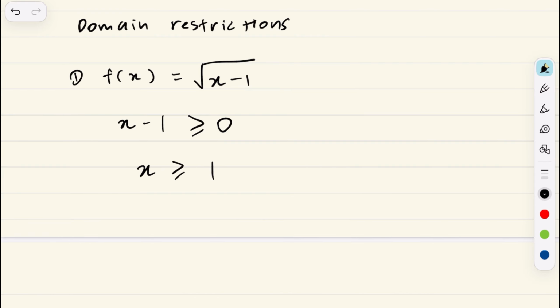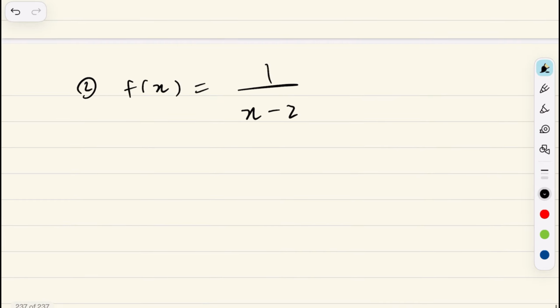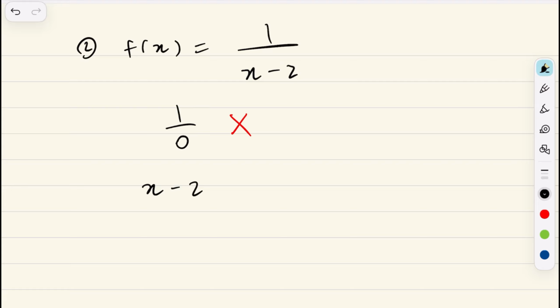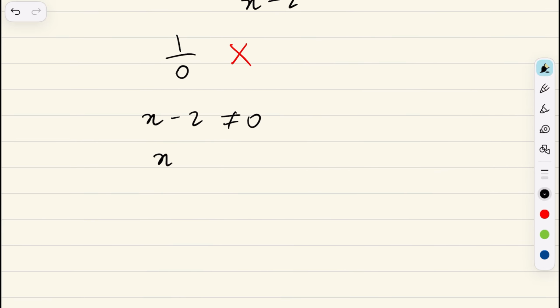The domain will always be either 1 or any number that is greater than 1. Now, the second example that I'm going to show you is for fractions. So let's take f of x equals something like 1 over x minus 2. You should know that division by 0 is not allowed. We can never have 1 over 0. It simply doesn't work out. So this x minus 2 can never be equal to 0. So we move the negative 2 to the other side, so x can never be equal to 2. All right, so this value must be excluded from the domain.